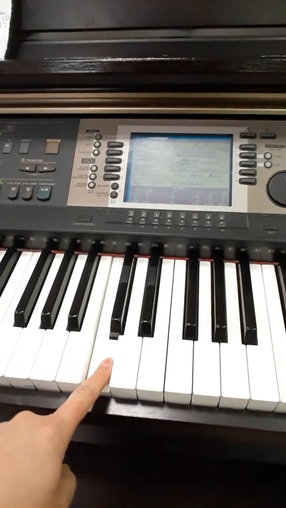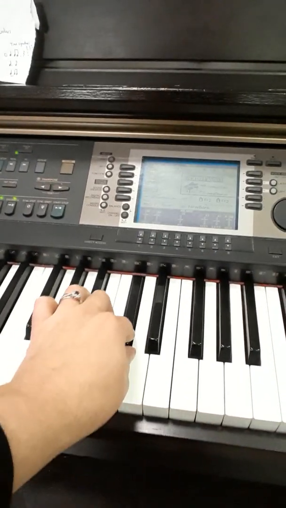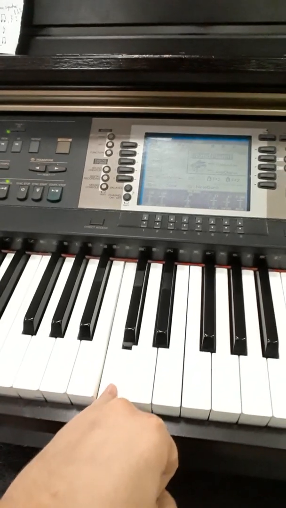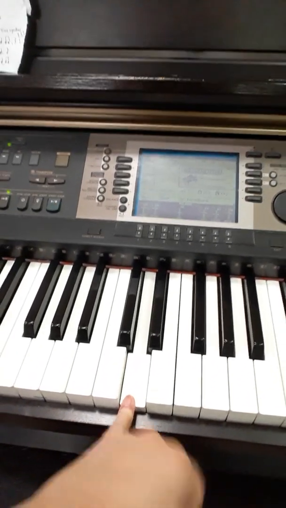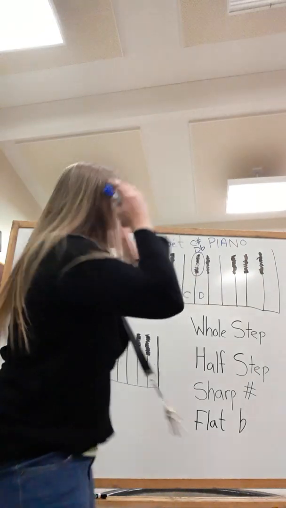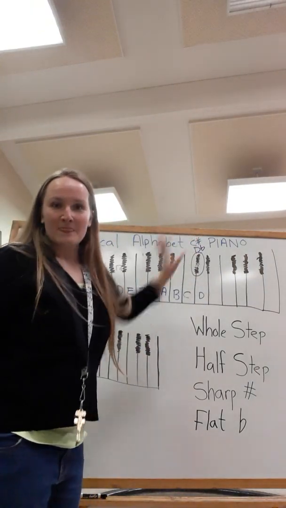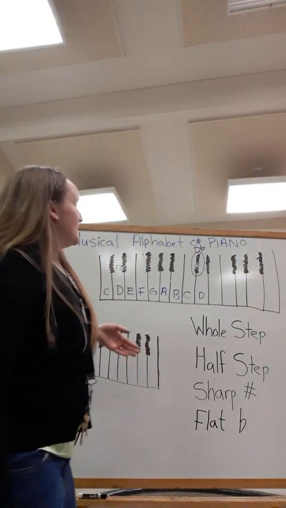Going up a whole step is 2 half steps. So going from C to D is a whole step on the piano. That's the difference between a whole step and a half step. Oop, let's put the camera back where it was. So that's how you name those.